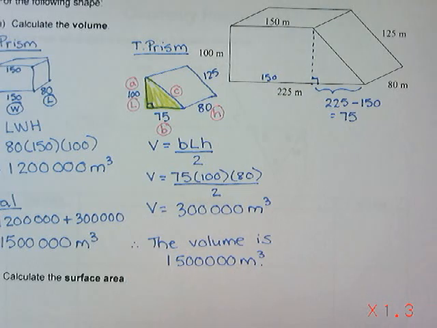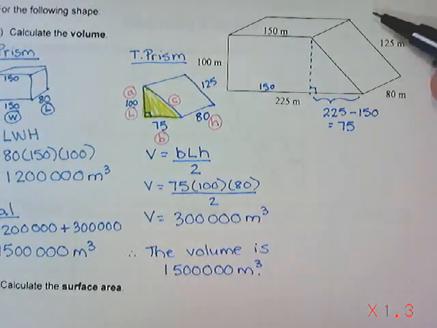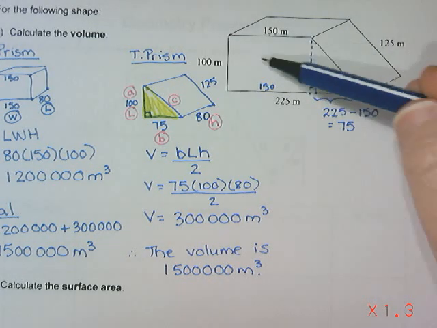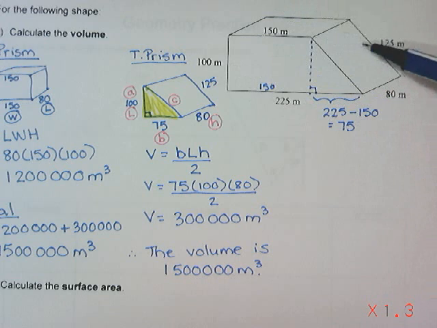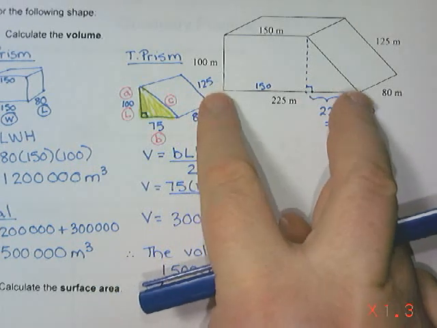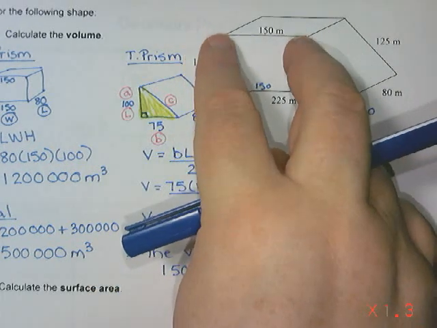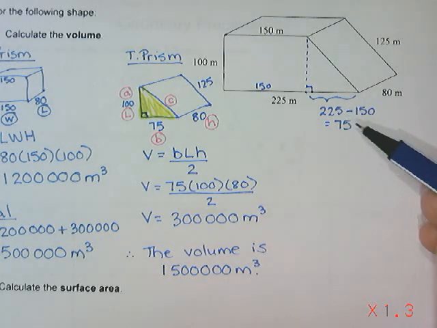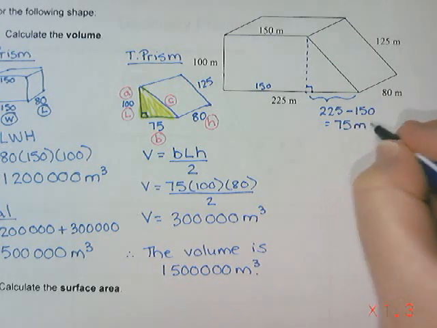So I just want to mention some things that we did in the previous part in case you didn't watch that part. We split this up into a rectangular prism and a triangular prism, and then we calculated this length by taking the length of the whole side and subtracting the length of just the rectangular part to get that this little side here is 75 meters.